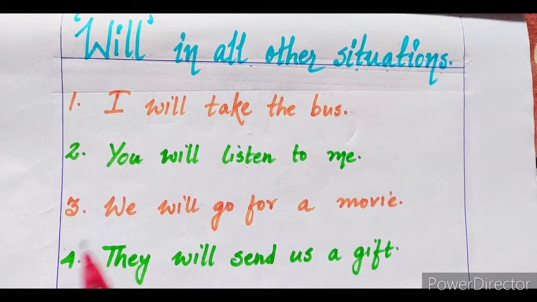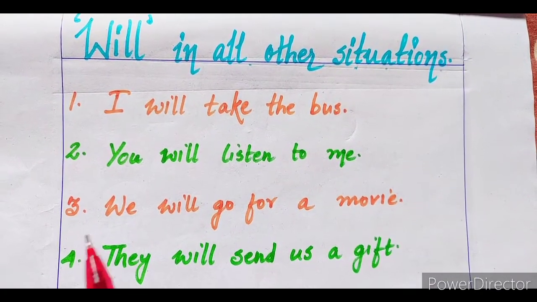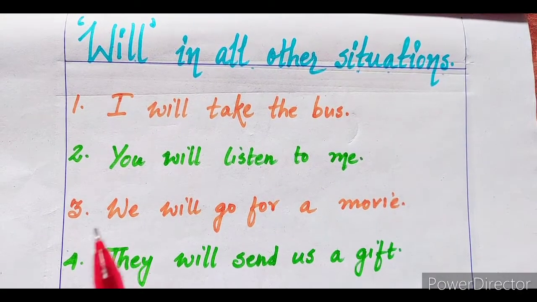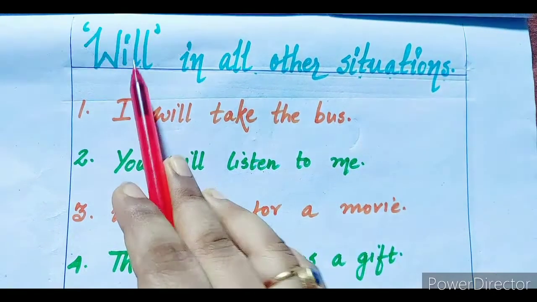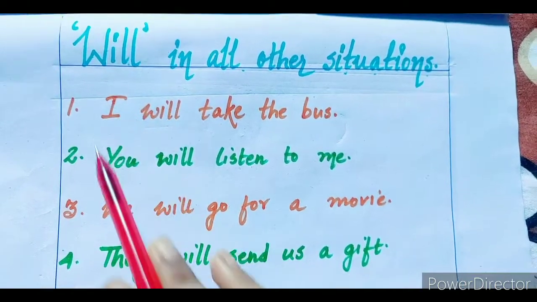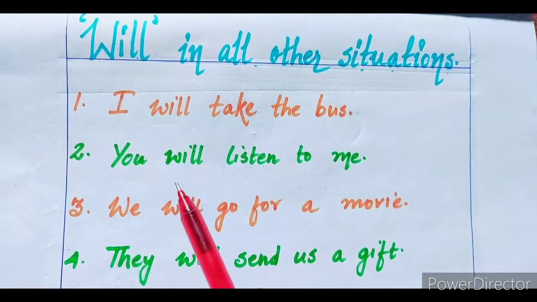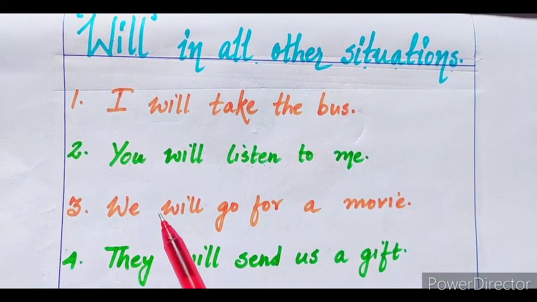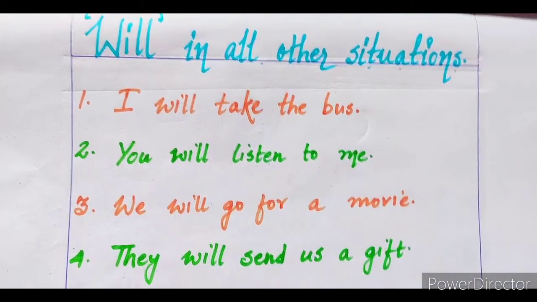So shall is used only with the first person. It is not used with the second person or third person. But for will, we can use will with all the persons, being it first person or the second person or the third person. I hope you understood this.